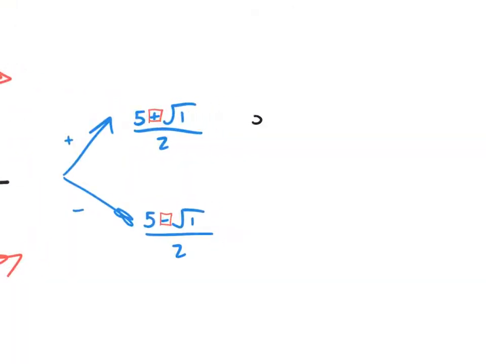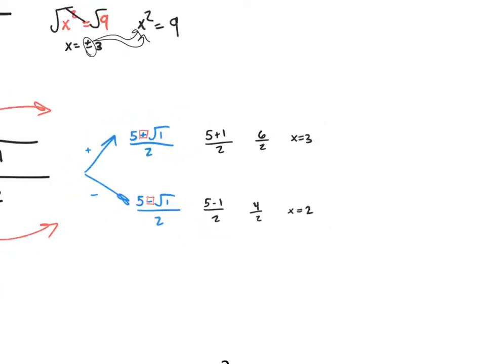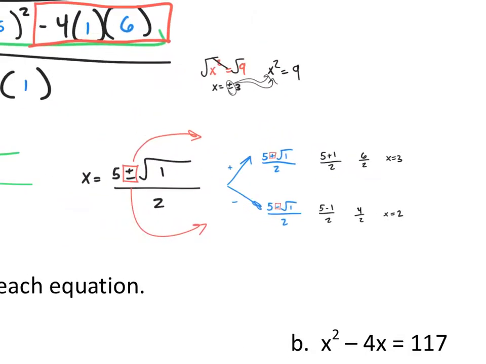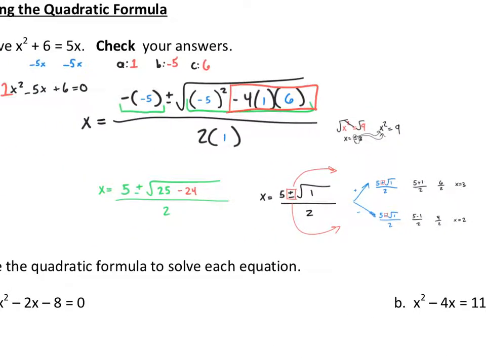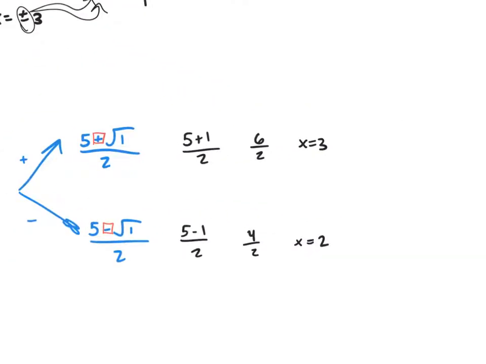Now, the square root of 1 is 1. So here's our setups. 5 plus 1 is 6. 6 divided by 2 is 3. 5 minus 1 is 4. 4 divided by 2 gives us 2. So the quadratic formula, after all that math, found us the x-intercepts.